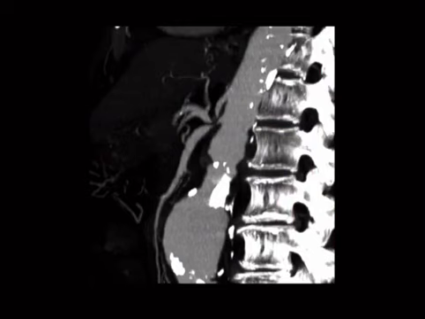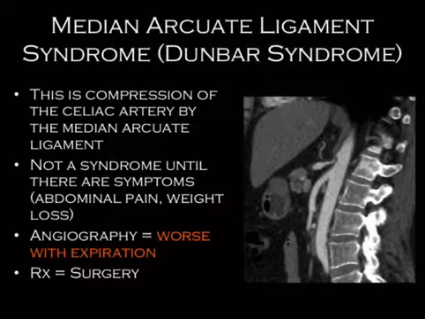And as a result of that, you can get aneurysm development. These people tend to have abdominal pain. So a little bit of compression there does not mean that you have the median arcuate ligament syndrome. You just have a little bit of compression. But if you've got abdominal pain and weight loss, then you've got the syndrome.